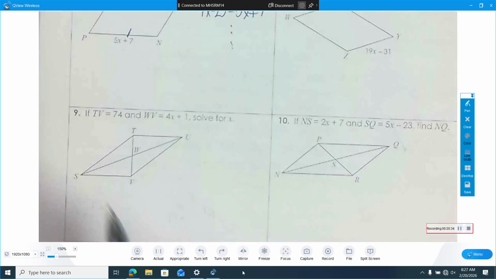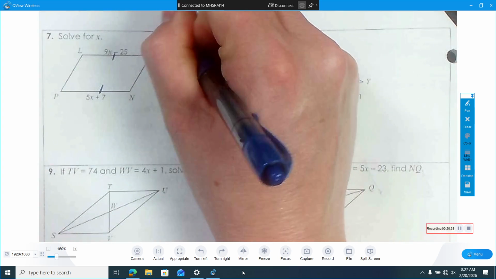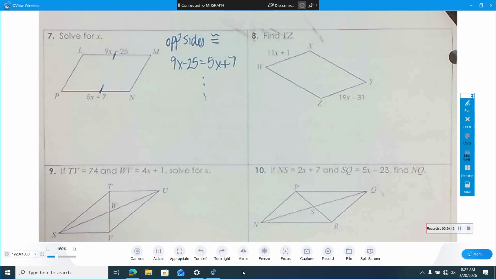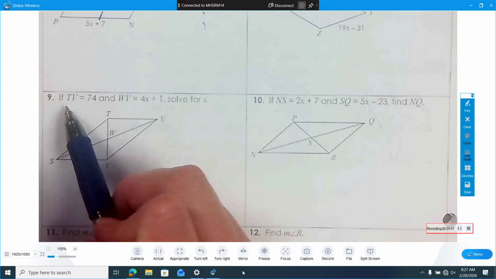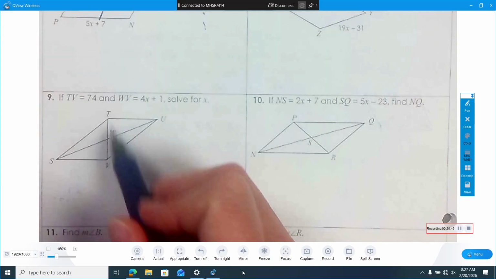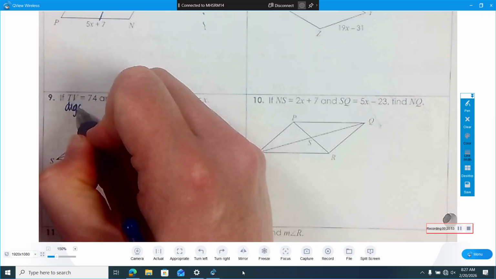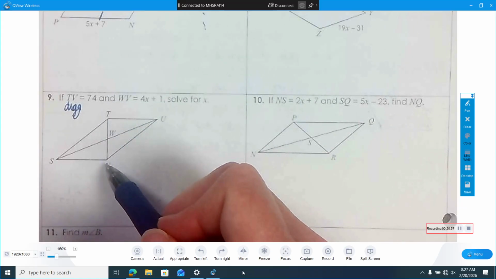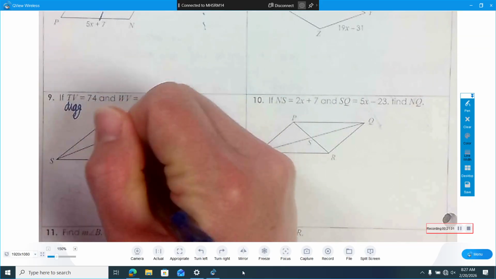Very good. Let's look at number 9. Maybe I write that down. Opposite sides are congruent. So we have a little note of our reasoning, our justification. All right, let's see. TV is a diagonal. A diagonal, the whole thing is 74. So what, 37? 37 and 37?